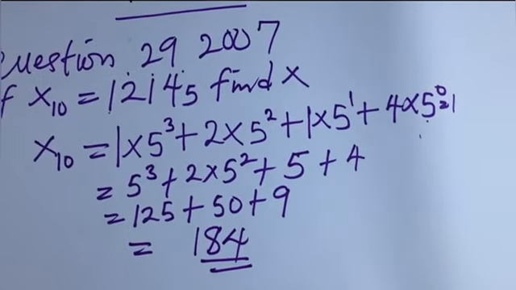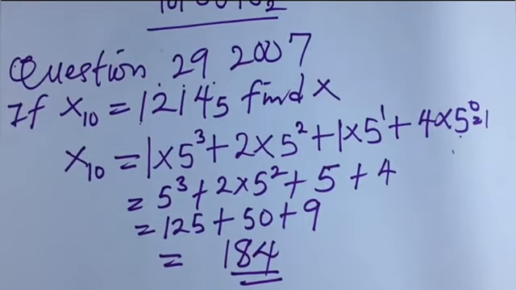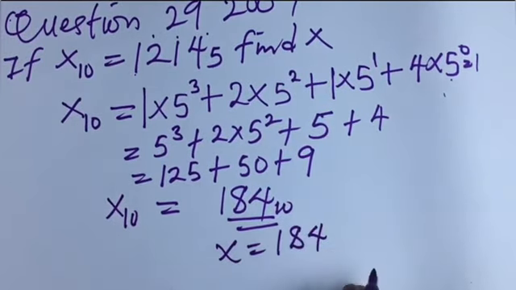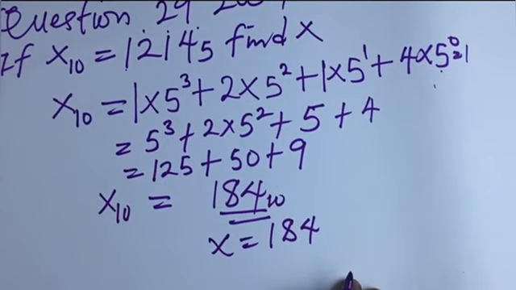Like I said, this conversion process is the same thing as when you are converting from base 2 to base 10. So since we know that this is base 10 and this is a number in base 10, it means therefore x is equal to what? 184. All right, it means x is equal to 184.